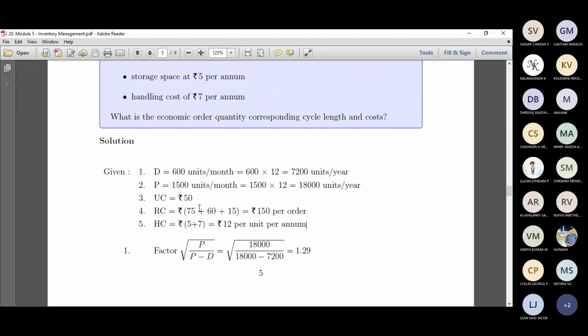Then first thing what we can do is find the factor, which is root of P divided by P minus D. So it's root of P, which is nothing but 18,000 units per year. So we make everything in terms of year or per annum, divided by 18,000 minus 7,200, which is the demand, which is 600 into 12. So the factor is 1.29. When you take a square root of this, it is 1.29.